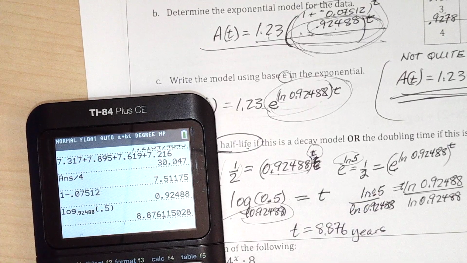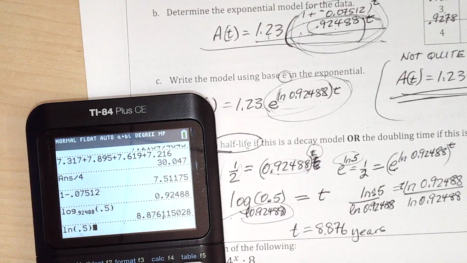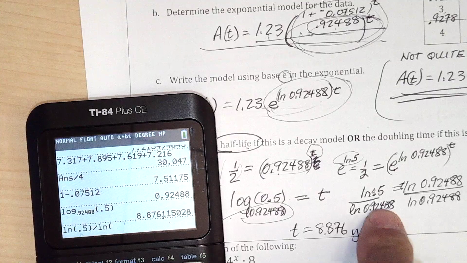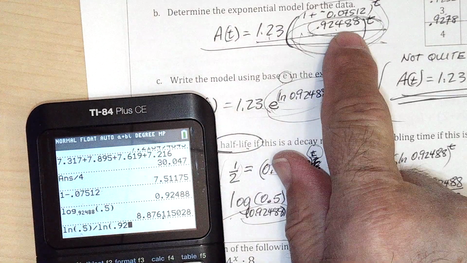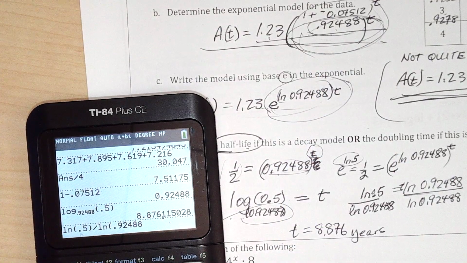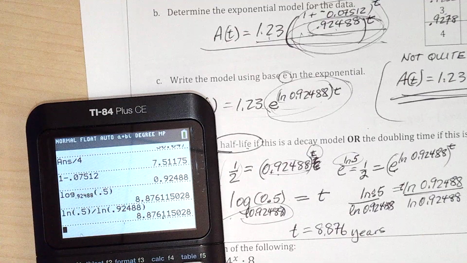If I did this way, I have ln 0.5 divided by ln of the average of these, which is 0.92488. And you notice I get the same number.